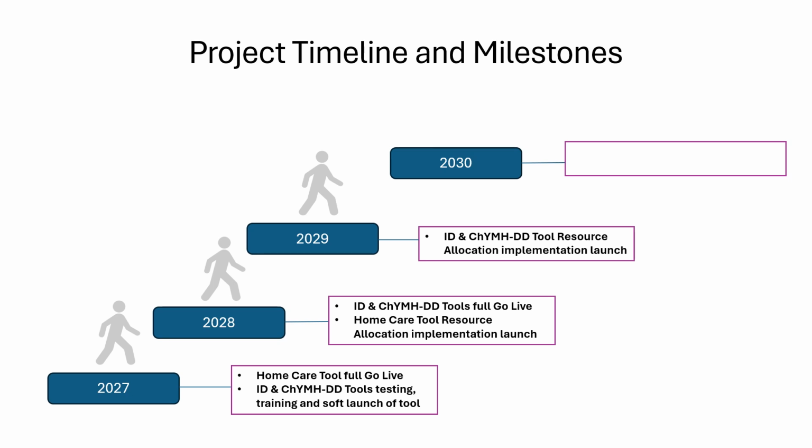In 2029, SDS plans to go live with the ID and CHIME-DD tools resource allocation phase of the system after spending a period of time gathering the assessment data to build the system and make sure the data from the tools is accurate and reliable. In 2030, all NRI assessment tools and resource allocation will be fully implemented and in operations.